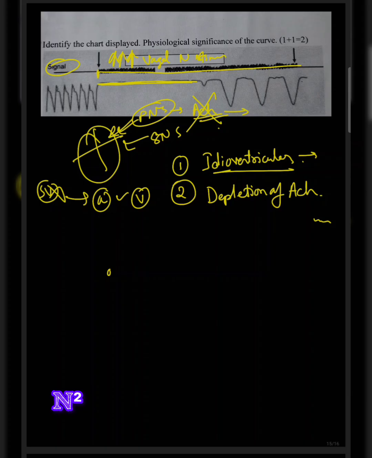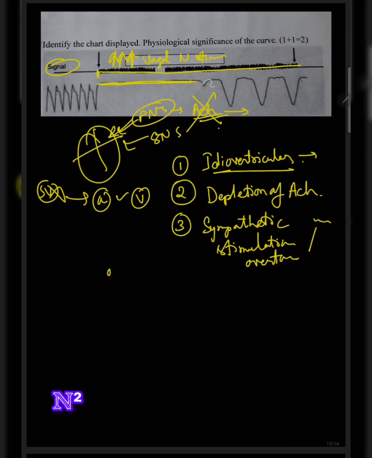Third is that the sympathetic comes into play, that is sympathetic stimulation, or overdrive. The sympathetic will take the upper hand, and from this point you will again tend to get slower by slower, you will try to get a cardiogram.